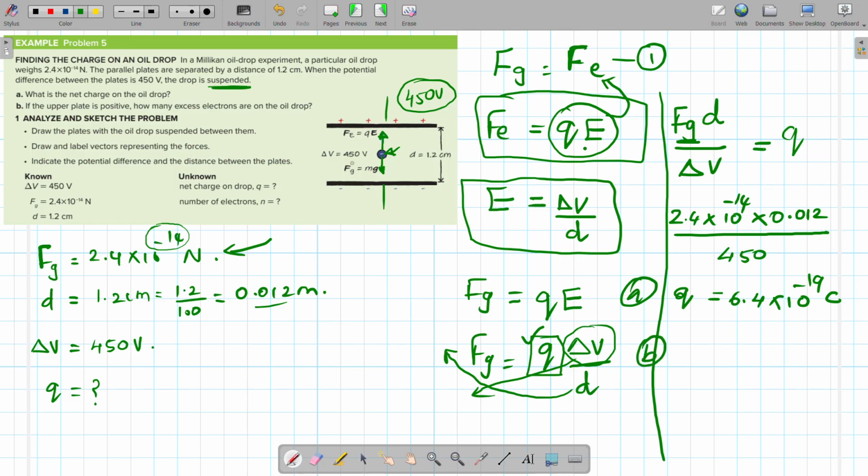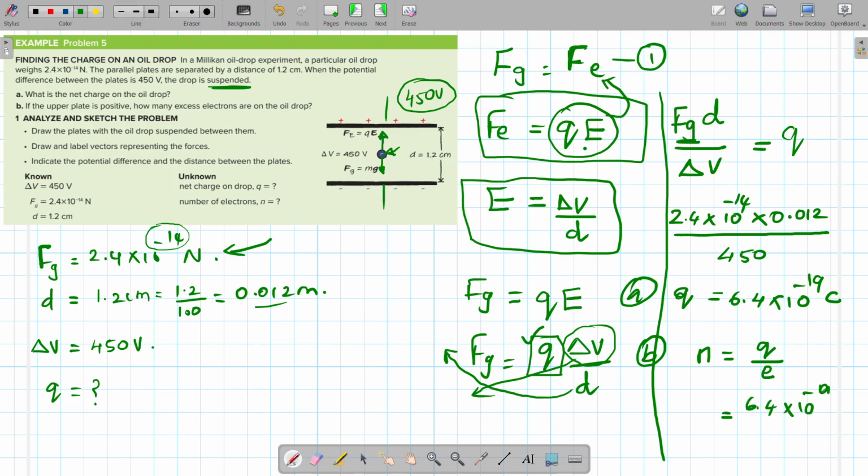And part B, we are going to find: if the upper plate is positive, how many excess electrons are on the oil drop? Now we are going to find the number of electrons on the drop. There is a formula: number of electrons is equal to the total charge over the electron charge, one electron charge. So what is the total charge here?